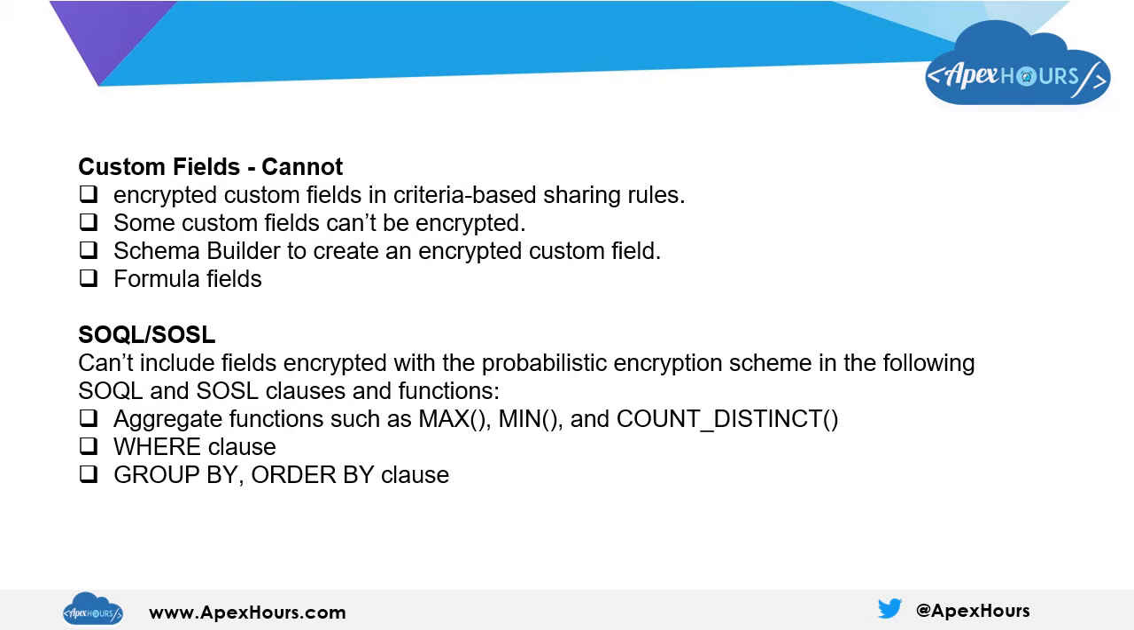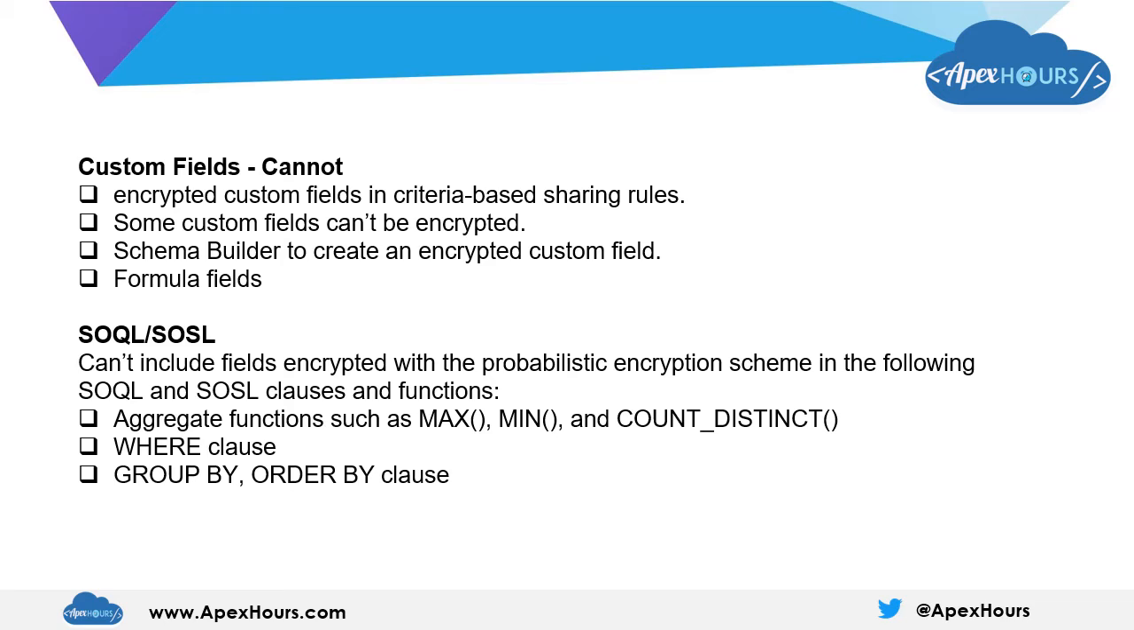There are many considerations when we are setting up platform encryption for an org. I have listed only a few here. Not all the custom field types are supported by encryption. The supported ones are email, phone, text area, long, rich text, URL, and date. Encrypted fields are not supported in criteria-based sharing rules or Schema Builder and in external objects. For formula fields, not all the functions are supported by encryption. In SOQL and SOSL, we cannot include aggregate functions in the query. Also, the where clause is not supported as we have discussed earlier, and group by and order by are also not supported.